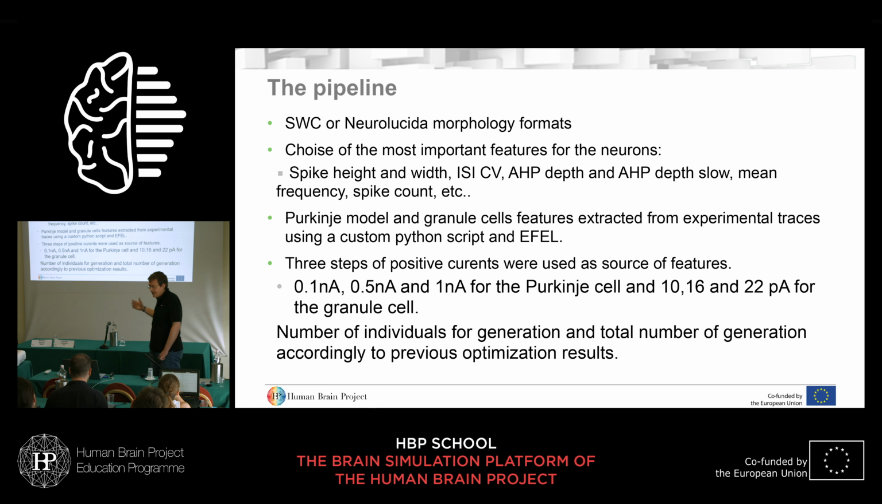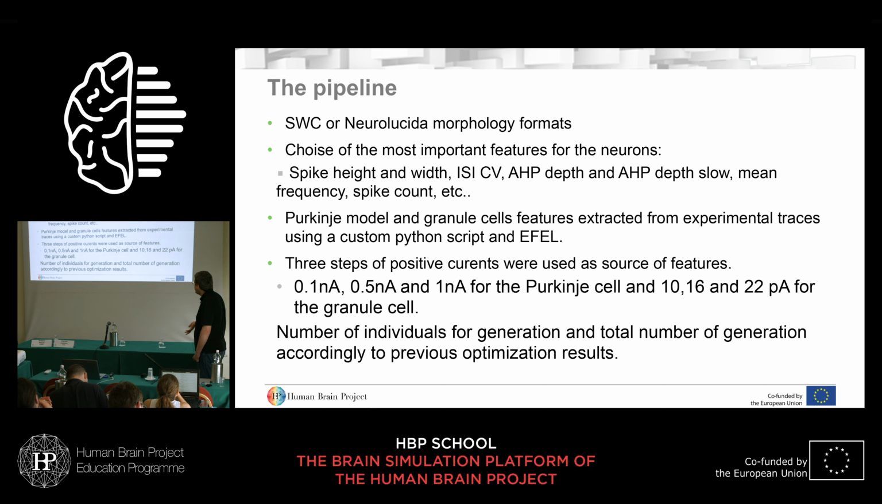So to conclude, the pipeline is the same as the one already shown before. So you start with the morphology, you choose which are the most important features you want to find in your model, so spike height, frequency, spike counts, and so on. Experimental traces to have actual data to do the optimization. In my case, I used the information from 3 different current injections for the Purkinje cell and 3 different current injections for the granule cells.